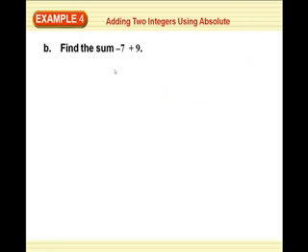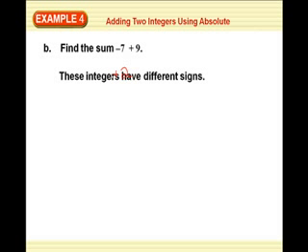Okay, so this one we look, they're different. When they're different, you subtract. We have a 9 and a 7. 9 minus 7 is 2, and the positive is bigger, so it's positive 2. And another way to look at it is like this. Think money. You owe $7 and you have 9. If you pay back the 7 you owe, you would still have $2 in your pocket.